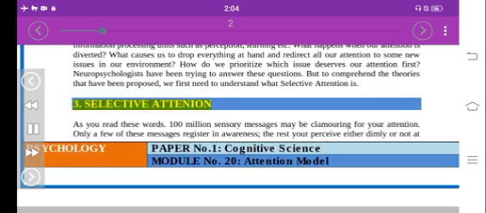3. Selective attention. As you read these words, 100 million sensory messages may be clamoring for your attention. Only a few of these messages register in awareness, the rest you perceive either dimly or not at all.